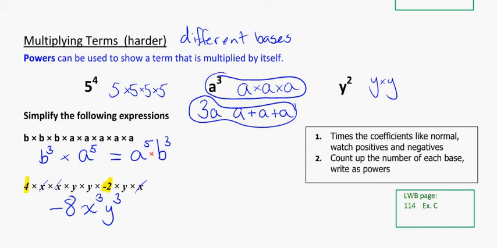So all of that, 4 times x, x times y times y times negative 2 times y times x, simplifies down to something much easier to say: negative 8 times x to the third times y to the third. Or you can say x to the power of 3 and y to the power of 3. So again, times the big numbers, the coefficients, as per normal, and then add up how many bases you have, and turn it into power form instead of writing them all out individually.